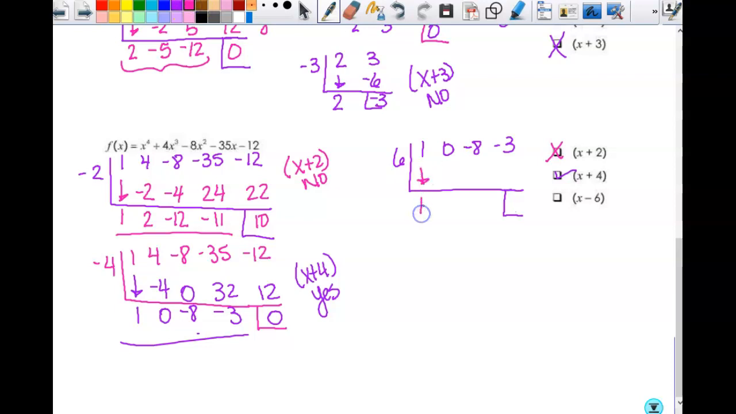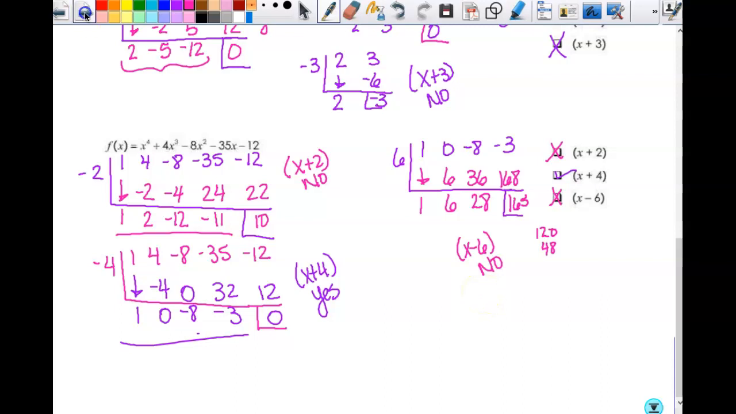Then I get 1, 6, 6, 36. It's going to be a 28, right? And then 6 times 28: 6 times 20 is 120, 6 times 8 is 48. So this is 168. And then -3, it's 165. So that means that x minus 6 is a no.